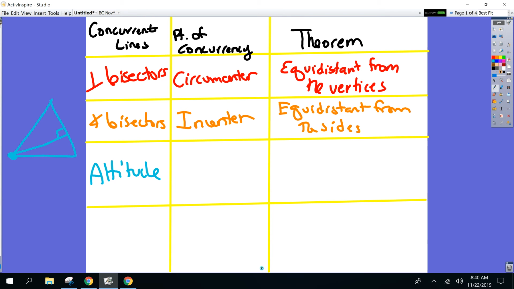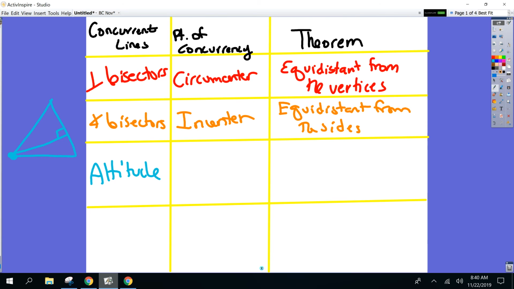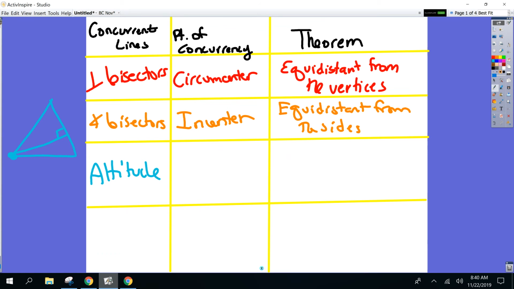Okay, they all intersect at the, okay, thank you. How about, okay, we're on fire today. Where do the altitudes intersect? Orthocenter.